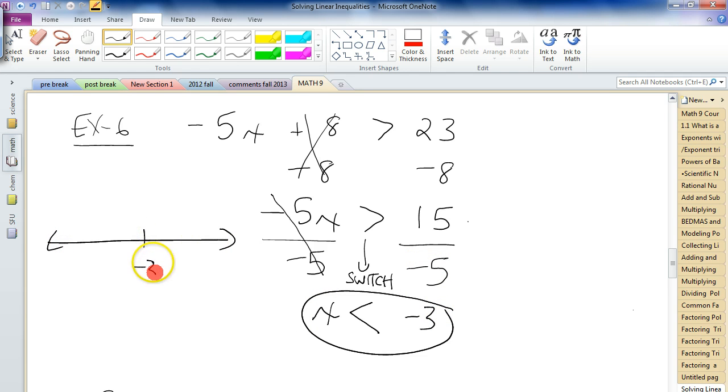Put the negative 3 there. Does it need a hollow dot or solid dot? Well, it's saying that x is less than negative 3. So we know we can go this way. Is it solid or hollow? It's going to be a hollow dot because it's not less than or equal to. There's no line underneath, so it cannot be negative 3. So we do a hollow dot like that.